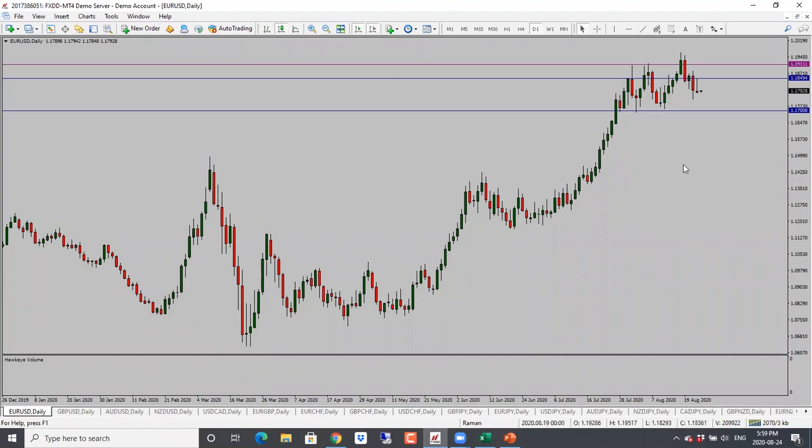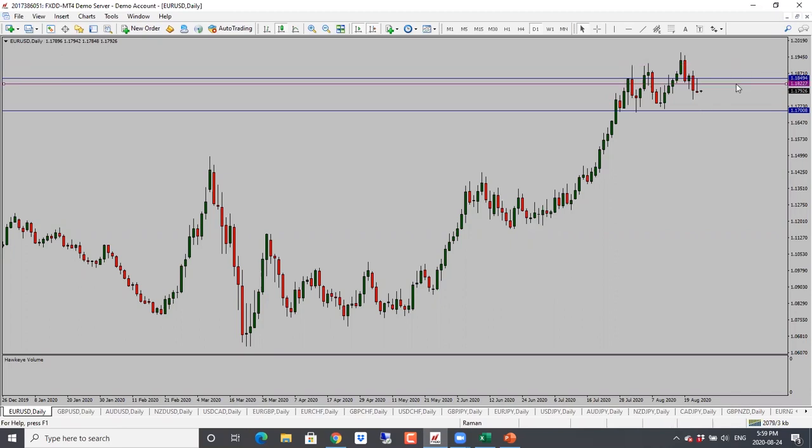As usual, we'll start off with our euro dollar. So we were looking for euro to drop, and we did see that pullback actually went right into the level that we had marked there, into 1.1850, and we have a bearish pin bar here. So bias is to the downside, and I will look for price to drop here.